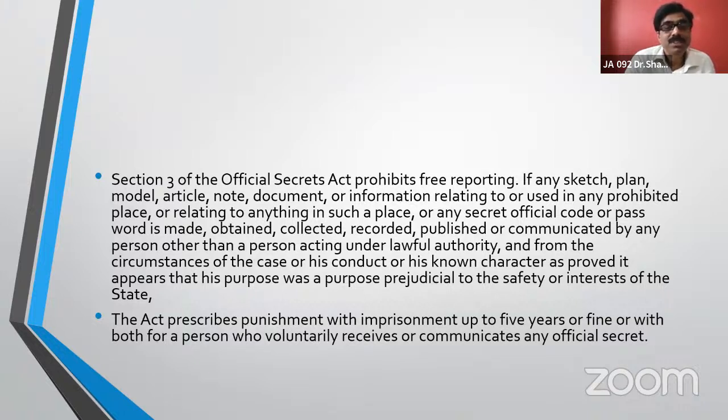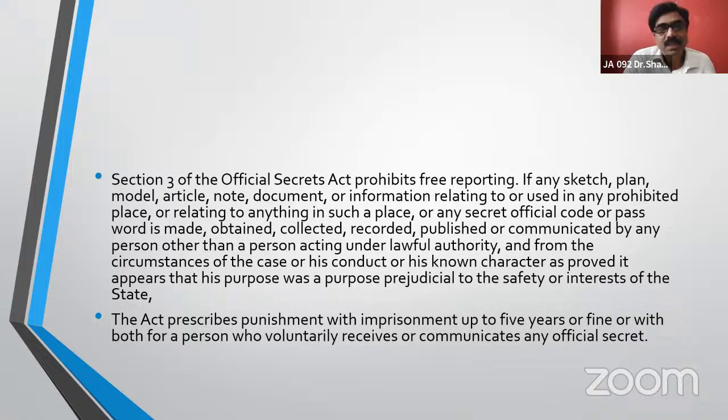Section 3 of the Official Secrets Act prohibits spying. If any sketch, plan, model, article, note, document, or information relating to or used in any prohibited place, or relating to anything in such a place, or any secret official code or password is made, obtained, collected, recorded, published, or communicated by any person other than a person acting under lawful authority, and from the circumstances of the case, his conduct, or his known character it appears that his purpose was prejudicial to the safety or interest of the state.